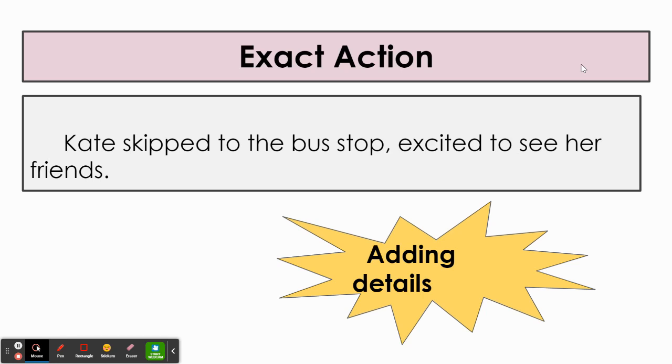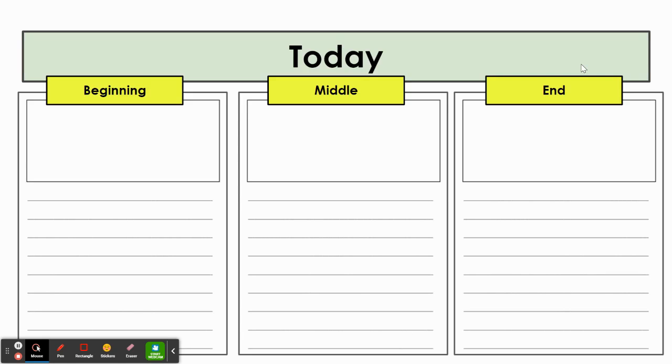When you give exact actions of what your characters are doing, it allows your reader to envision it in their mind. So as you write your rough draft, be sure to think about what your characters are saying and include dialogue, and think about the exact actions that your characters are taking to really make sure you are giving detail for your readers to imagine the story.